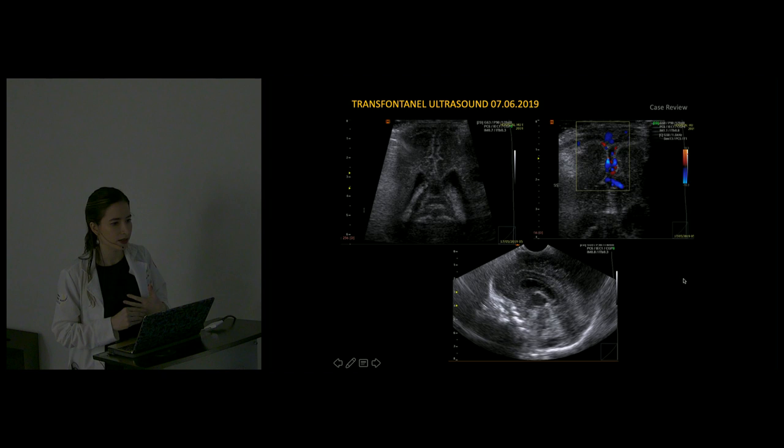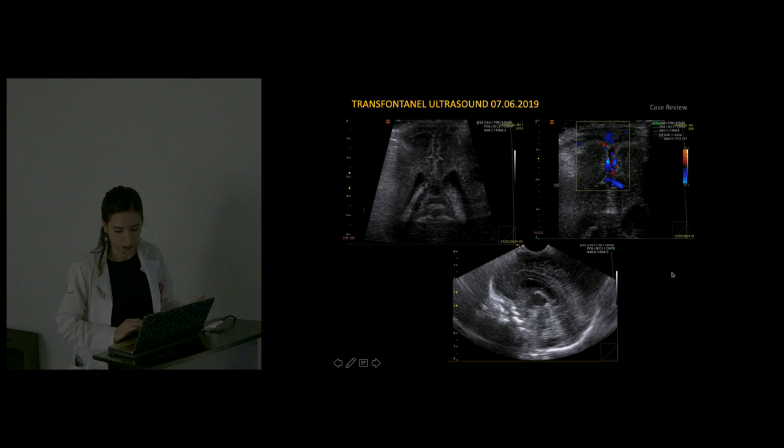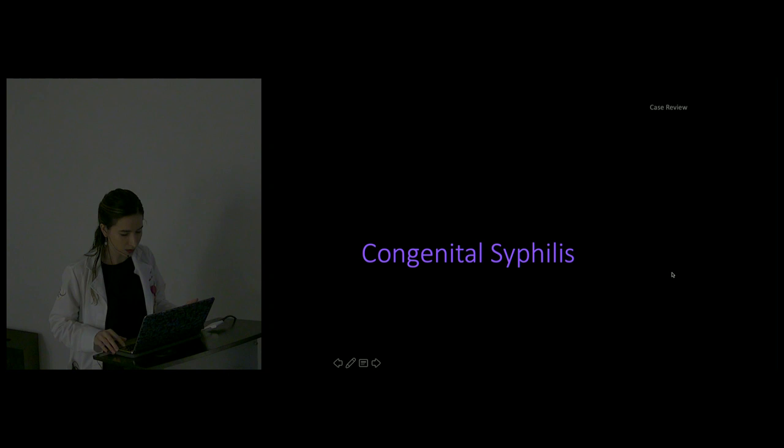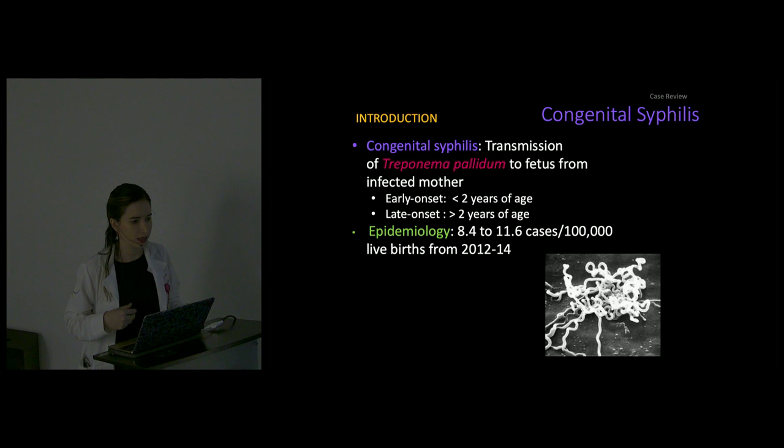Due to the systemic manifestations of congenital syphilis, a transfontanelle ultrasound was required several days later, and we can see in the coronal planes that the leptomeninges have increased echogenicity, and the subarachnoid space also has increased echogenicity, and with the Doppler color flow, the signal is prominent. So in this particular case, adding up all the findings we have, this is a congenital syphilis case. Although we have antibiotics now, it is not rare to see these cases in our hospital due to poor prenatal control.